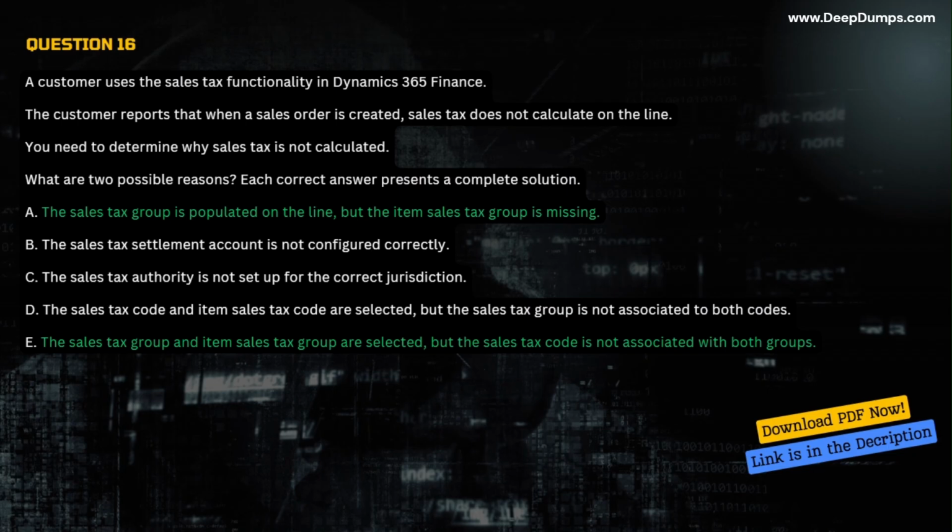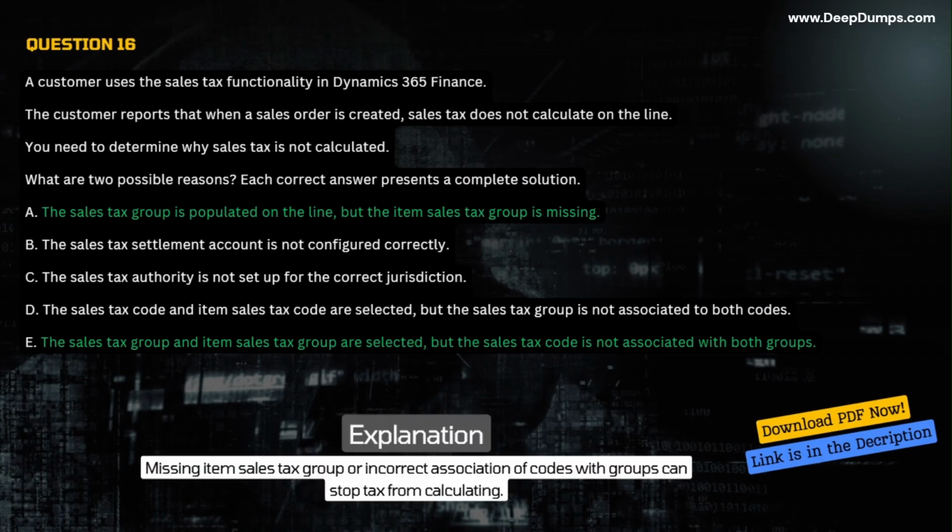Correct answer A and E. The sales tax group is populated on the line, but the item sales tax group is missing. The sales tax group and item sales tax group are selected, but the sales tax code is not associated with both groups. Explanation. Missing item sales tax group or incorrect association of codes with groups can stop tax from calculating.